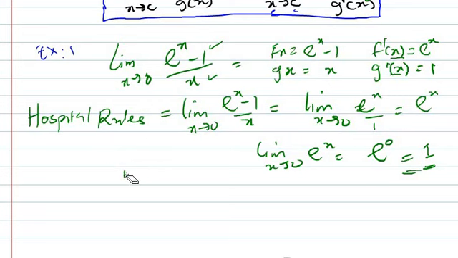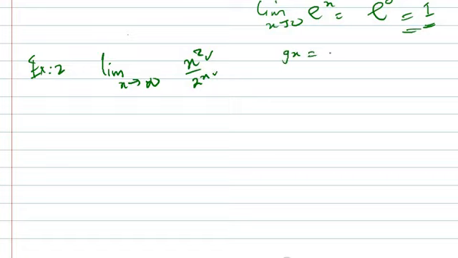We're going to take the next question, and the next question might be very easy. Question 2 is: the limit as x approaches infinity of x squared over 2 to the power x. It's infinity over infinity, so we are trying to use L'Hospital's rule. We can say f of x is equal to x squared.